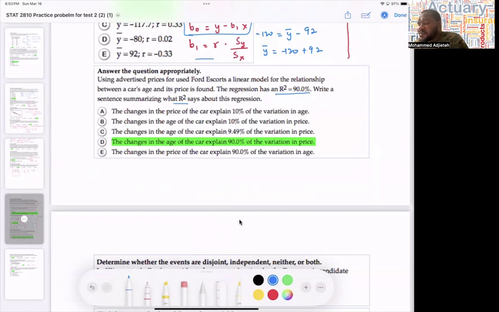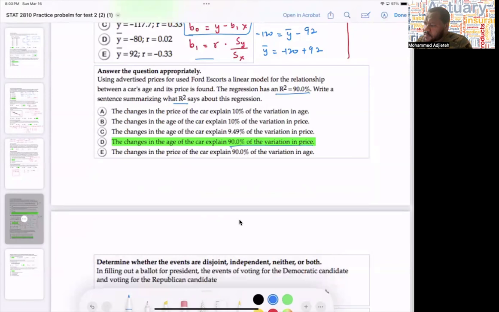So it means that the changes in the age of the car explain 90% of the variation. All you have to do is go through your notes and recall what r squared means. Then when you look at the explanation we did in class, you can relate that to this and find the explanation. Now let's get to the next one.